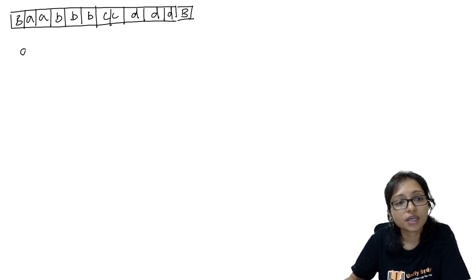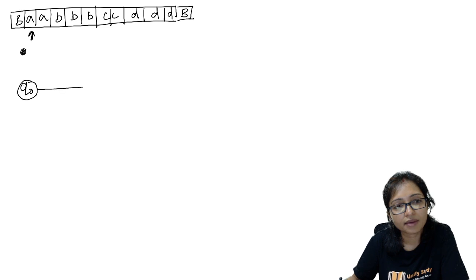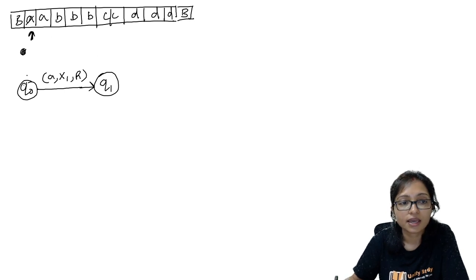Okay, so I am in the q0 state. I will start from here. In the q0 state, first of all I will get this a. Whenever I get the a, it will be replaced with x1, and I will move to the right direction. Now I reach the q1 state. So this a is replaced with x1 now.